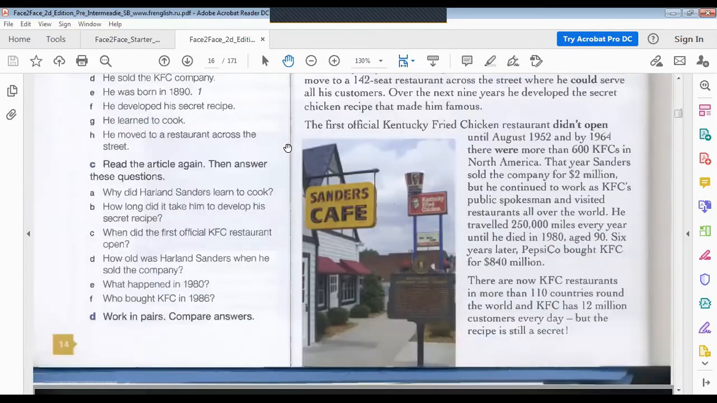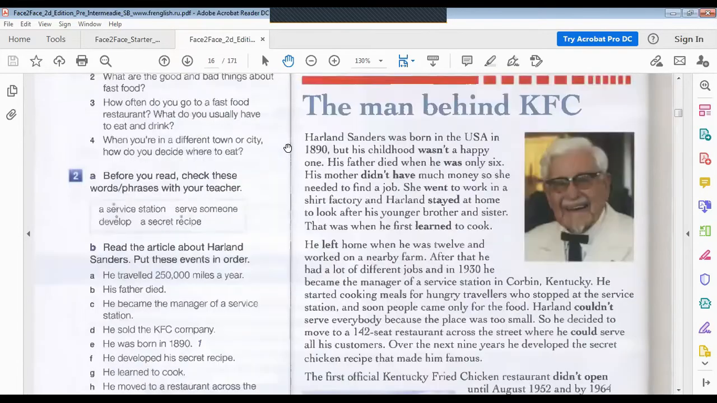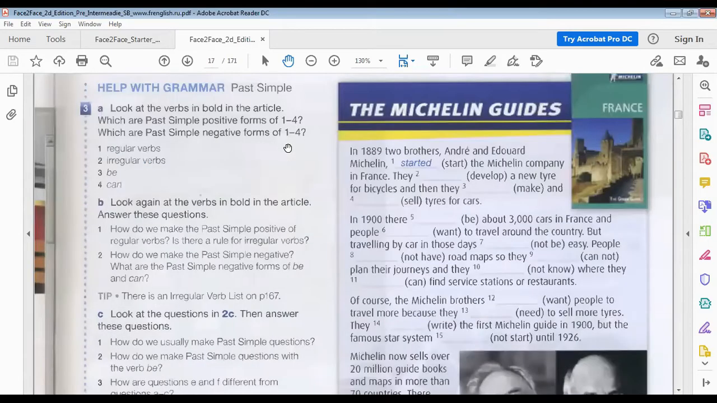Let's do a little bit of grammar in exercise number 3 here. So let's talk about the past simple. Now we want to go back to the article, but this time we don't want to talk about Harland Sanders or KFC. We want to talk about regular verbs, irregular verbs, the past of verb to be, and the past of can.